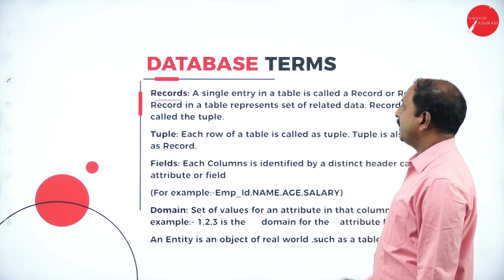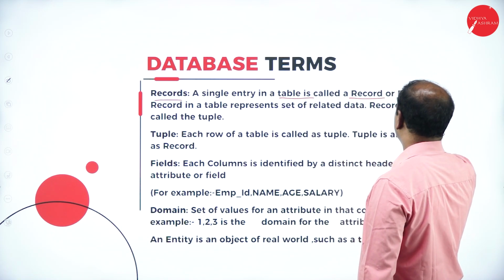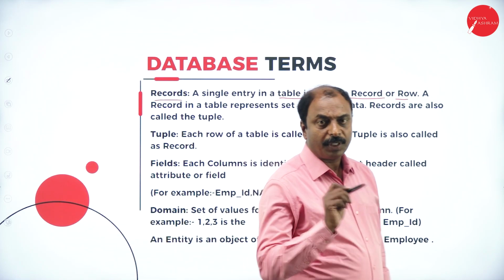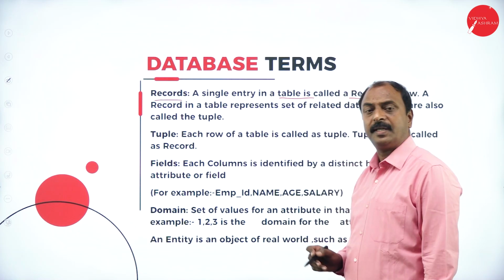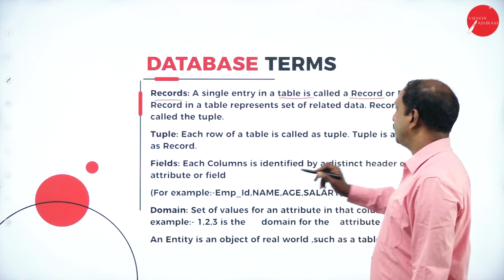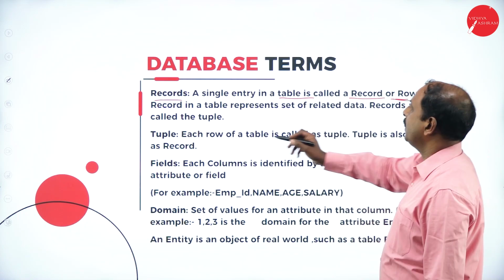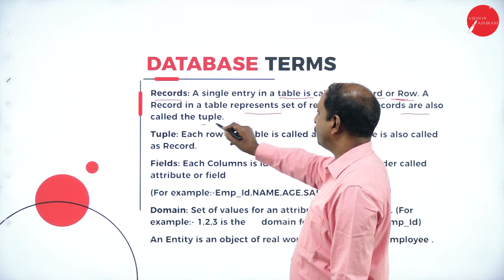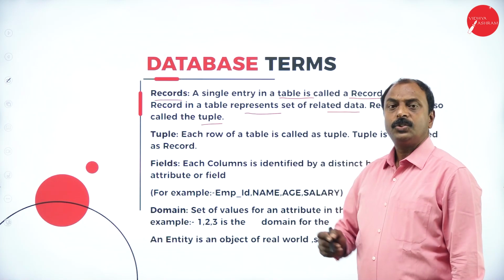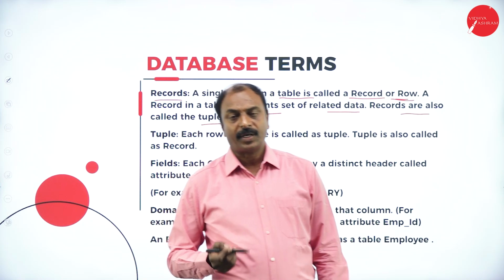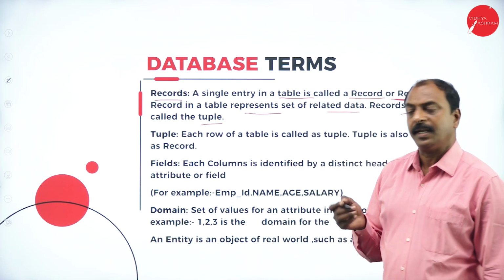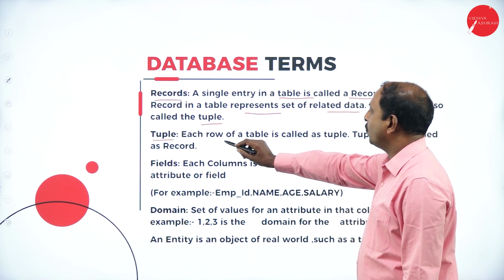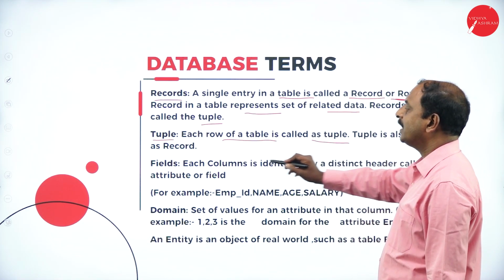Next one is records. What are records? A single entry in a table is called a record or a row. So now you know what a table is. It is made up of rows and columns. One row in a table is called one record. A table consists of a number of records, or in other words, the rows are called records. A record in a table represents a set of related data. Records are also called tuples. Another name of record is tuple. So the data are arranged in the form of records in a table. Next one is tuple. This is another name of a record. Each row of a table is called a tuple, or a record.